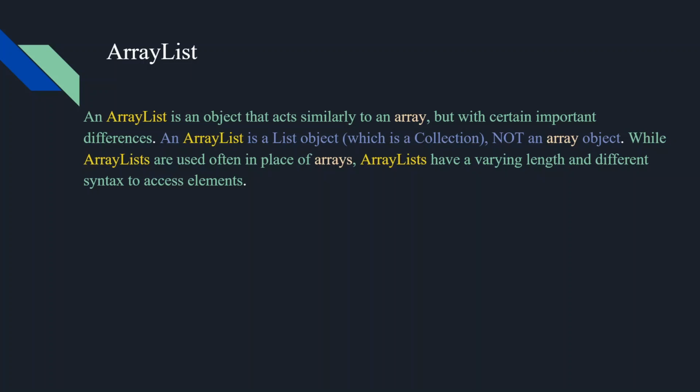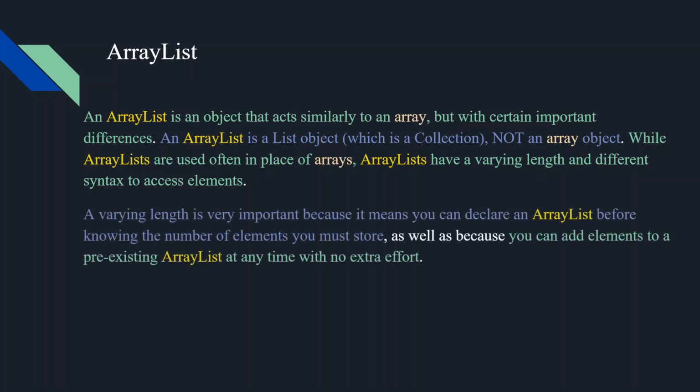While an array is a built-in structure, an ArrayList is a list object, which is itself a collection object. This has many consequences, most importantly that ArrayLists have a varying length and different syntax. As a brief aside, the ArrayList class actually uses an array to store information. It just creates a new array of a larger size for you and has many methods normal arrays do not have. A varying length is extremely important for a couple reasons.